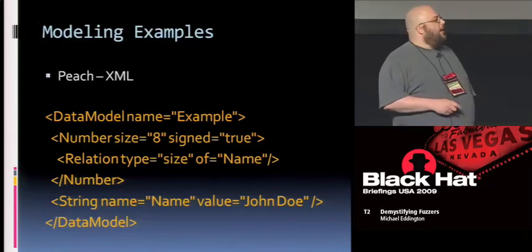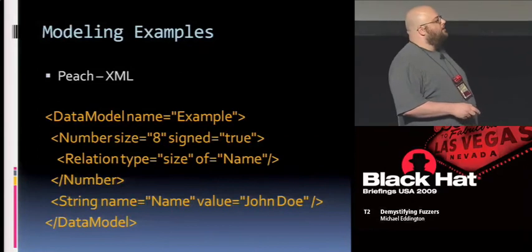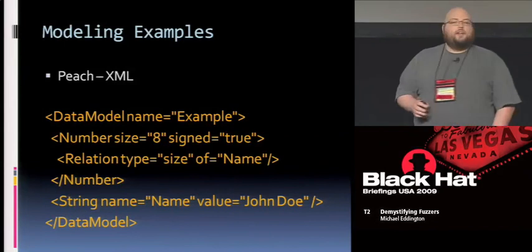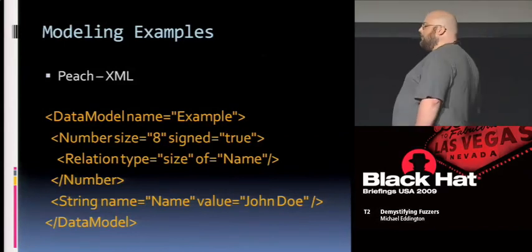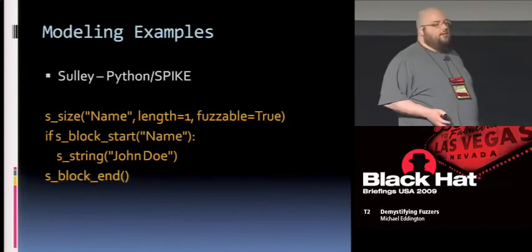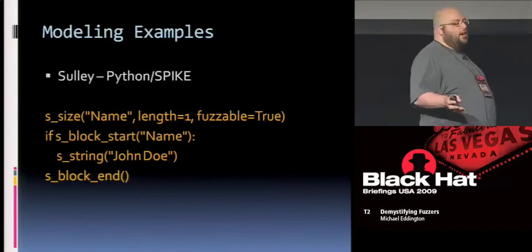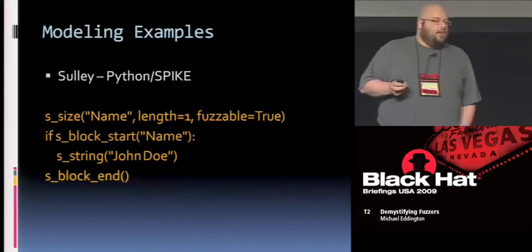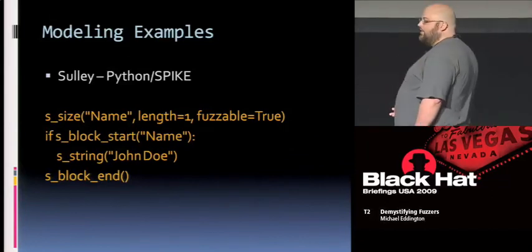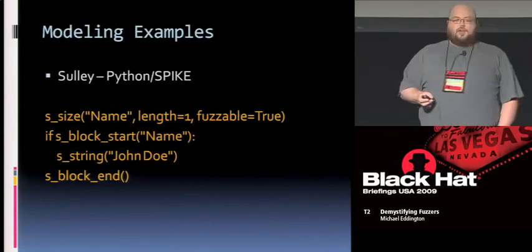And you can see up here we have a number, we have a relationship element, and then finally we have a string. And hopefully that can almost be read and make some sense. In Sulley you write things in Python using the Spike language from back in the old days, and it would look something more like this. We're going to build up functions that will end up being elements that we're going to fuzz.